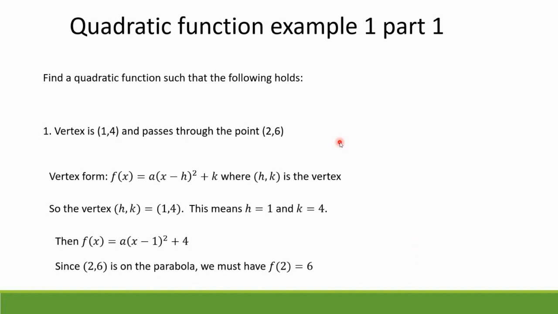Okay, so here, I know this was just like a question on the test, but I figured it wouldn't hurt to go through it. Let's say we want to find a quadratic function so that the vertex is (1, 4), and the graph passes through the point (2, 6). So the graph passes through (2, 6) as well.